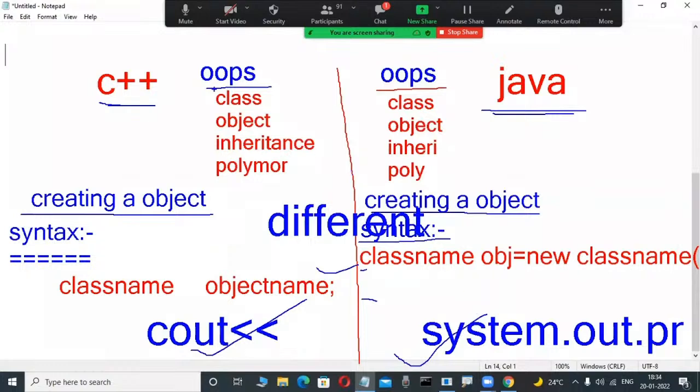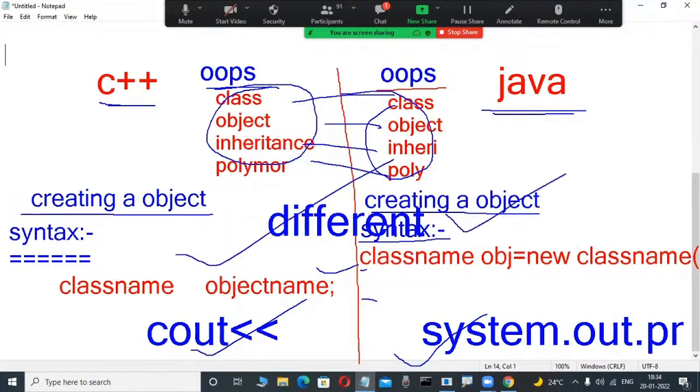But conceptually, the OOP concepts are the same or not? Same. What is a class, what is an object, what is inheritance, what is polymorphism? Same. But syntactically, totally different. Why? Because those are two different languages, two different products from different companies. That's why the functions and the syntax are different.